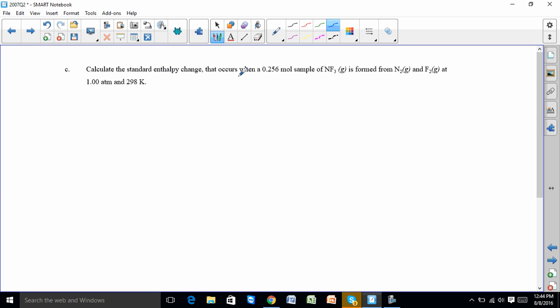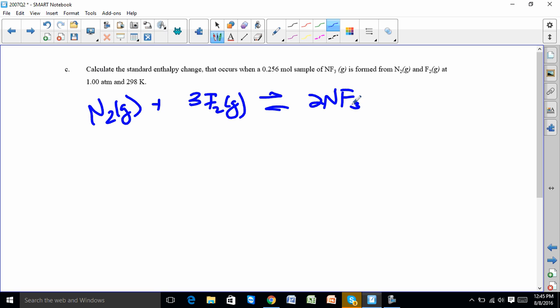Calculate the standard enthalpy change that occurs when 0.256 moles of NF3 is formed. Again, 1 atmosphere and 298 are standard conditions. So back to the equation. I'm going to rewrite it here. N2 gas plus 3 F2 gas goes to 2 NF3 gas. Sorry, gas. I did not mean to do that.